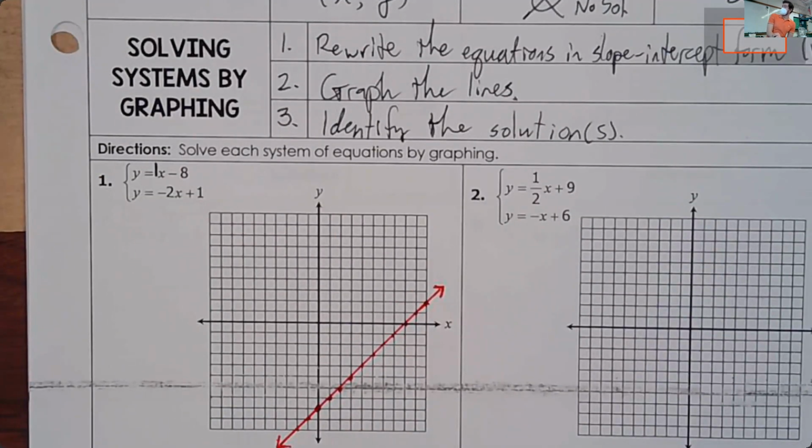There's our y equals 1x, or y equals x minus 8. So get that graphed on your paper. And then we're going to graph the second line, and we are going to figure out if and where those two lines intersect. Where do they cross if they cross?